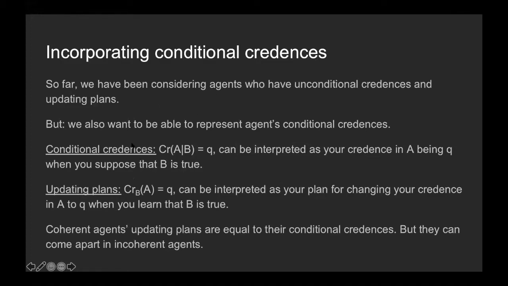There are some subtle interpretive differences between what somebody's updating plans are and what their conditional credences are. You might think a conditional credence is your credence in A when you suppose that B is true, and your updating plan is your plan for changing your credence when you learn that something is true. Of course, in coherent agents, their conditional credences and updating plans should be the same. But there's some empirical research that suggests that we can't assume that in real agents, their conditional credences and updating plans are always the same. And because we want to be able to represent the different ways in which actual agents can be incoherent, it's nice to have those represented differently.